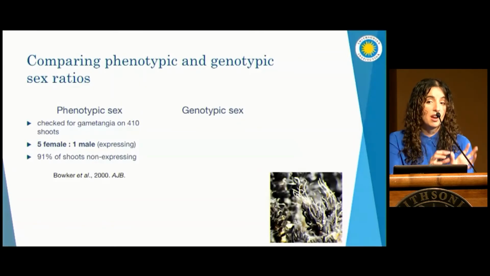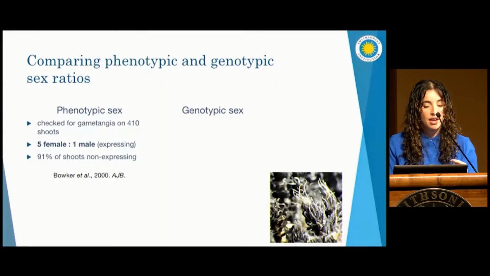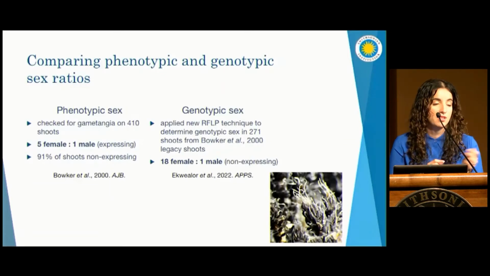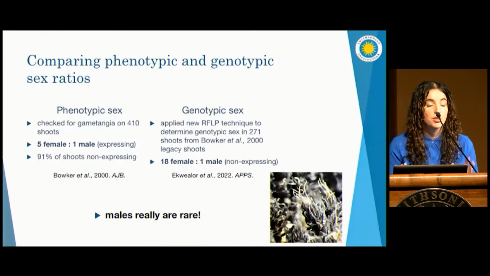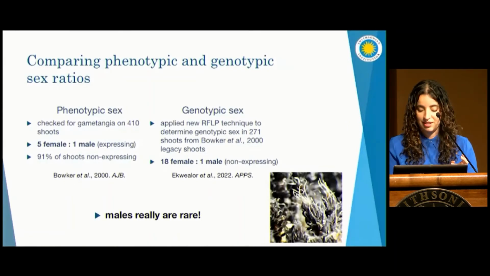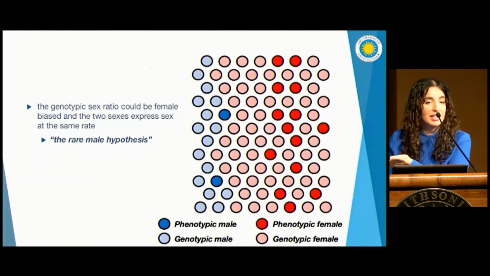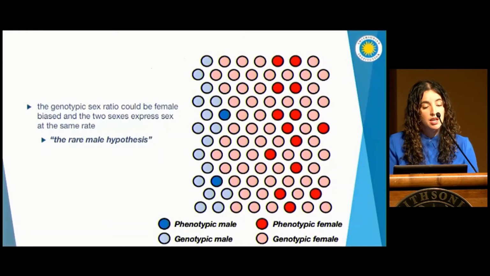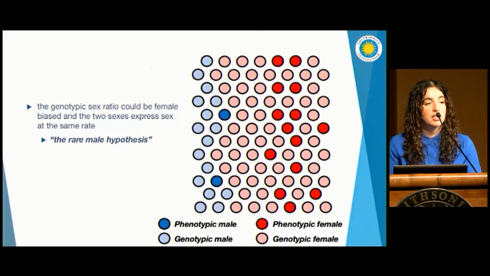So we took those non-expressing shoots, applied this genotypic sex assay, and found an 18-to-1 female to male ratio in the non-expressing shoots. So indeed, we found that males really are rare, in this population at least. So we're looking at something like this, right? Like the underlying sex ratio actually is female biased. But then the next question is why? What can cause this bias?